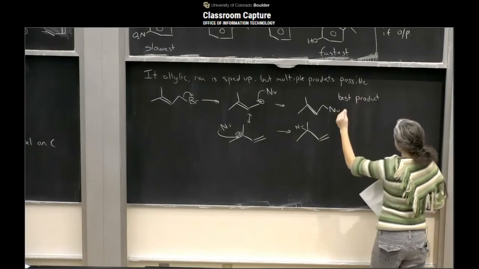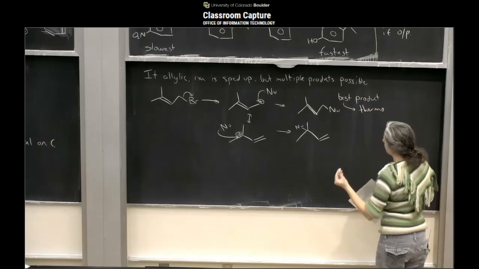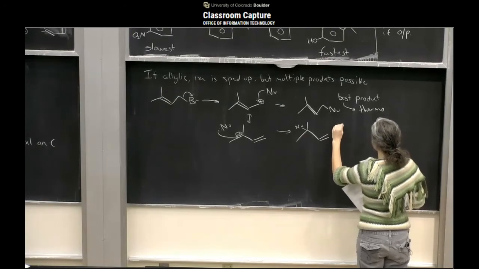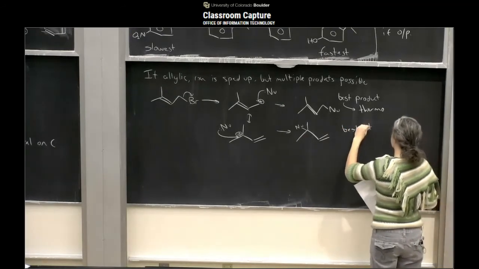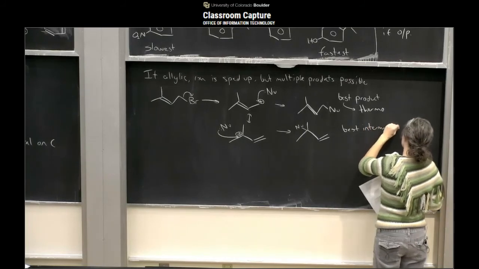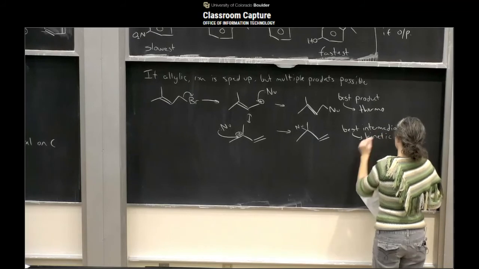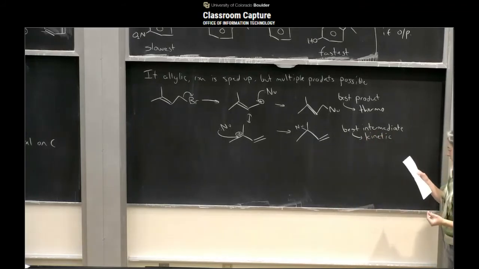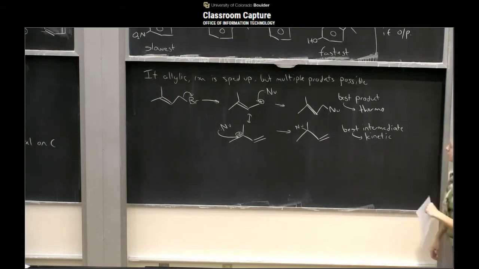this one happens to be the best product, so that's thermo. This one happens to be the best intermediate because it's the most stable carbocation location. So that's kinetic. So yeah, in the notes I say it favors this one. I guess that would be only under kinetic control.